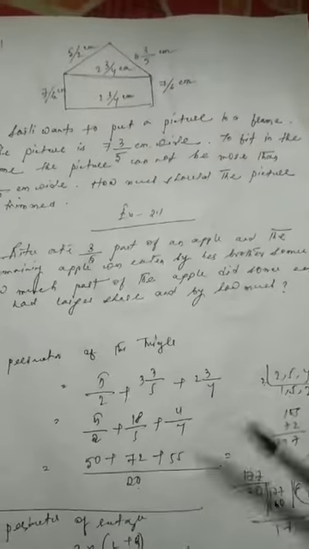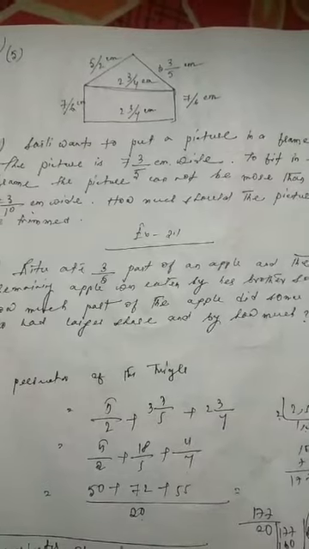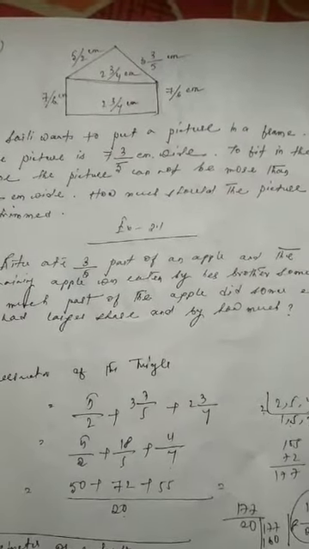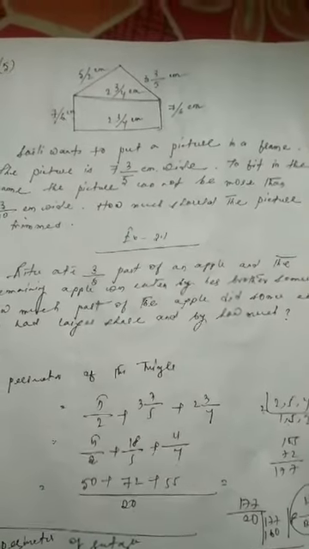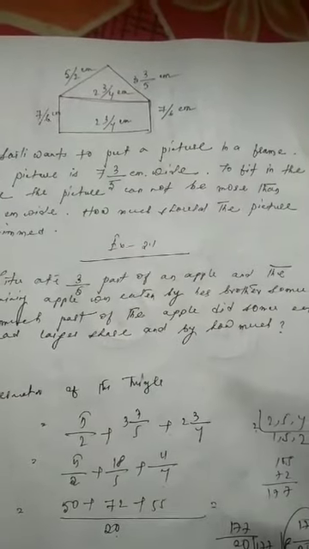Okay, alright. So here the question is, there is one picture in a frame. We have to put a picture in a frame. The picture itself is 7 3/5 centimeter wide, and if I draw the figure for you, there is one picture. This is the picture and this is the frame.